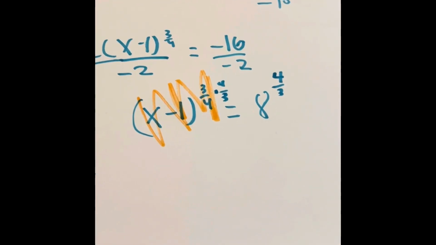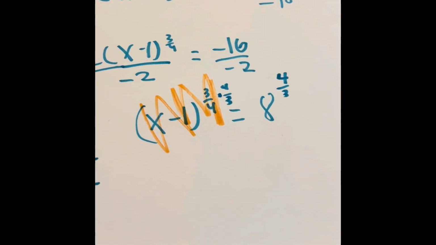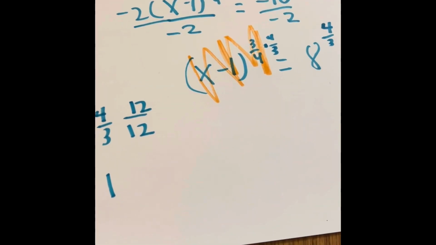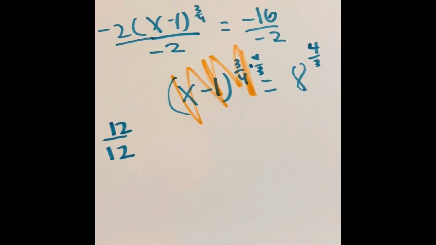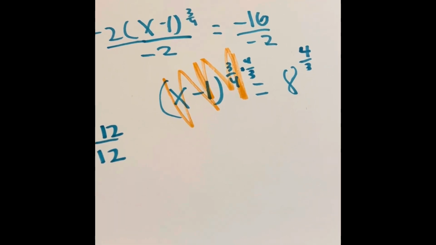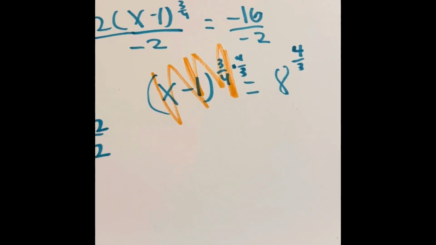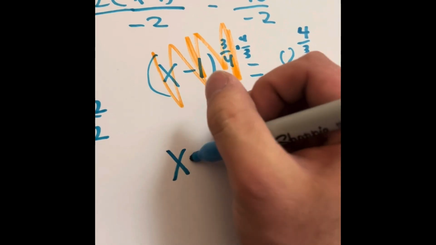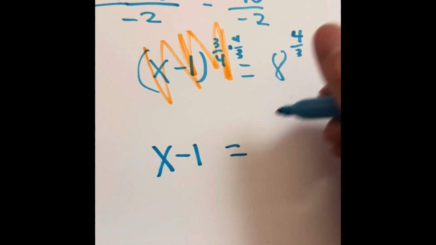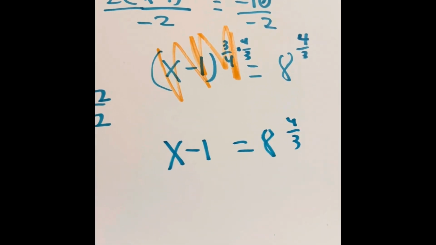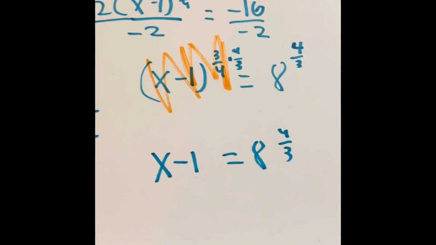So guess what happens? That is going to equal the number 1 itself. Meaning, like we said earlier, try to get as much as possible to the other side. The whole equation explodes, and it's now just x minus 1 equals 8 to the power of 4 over 3. Okay, something just doesn't seem right.